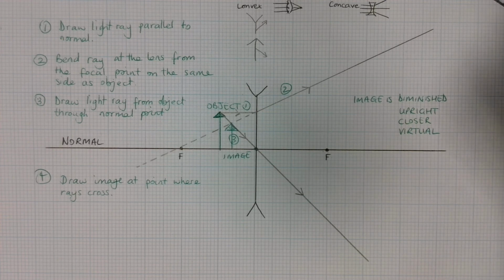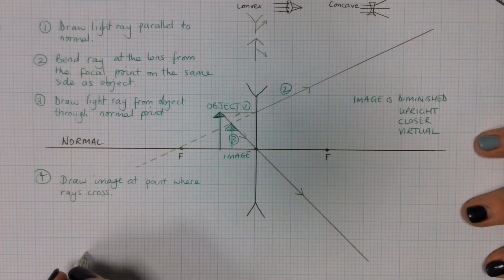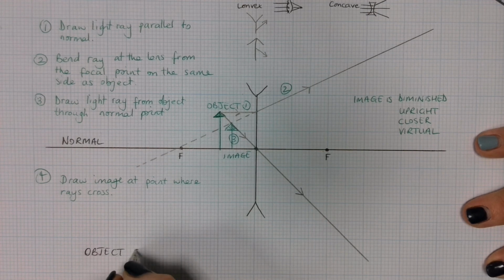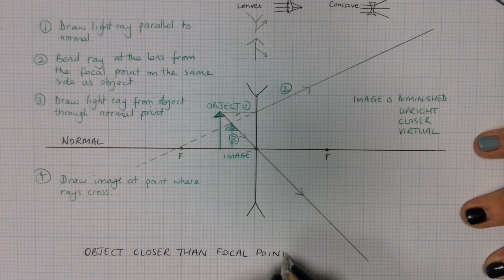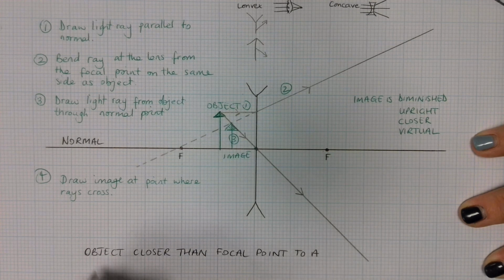Okay, let's write a title for this then. So this is an object closer than focal point to a concave lens.